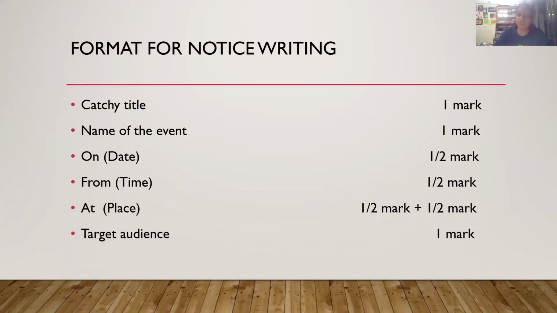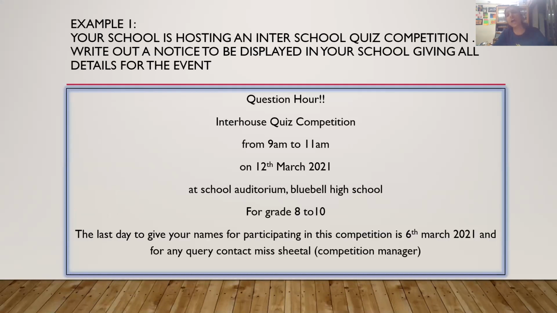Over here, I have written this. I've made you remember this, but in the example, I have written from, on, at. It is also fine. Marks are not cut for that. So from 9 a.m. to 11 a.m. on 12th March 2021. Obviously, you should write the year, the full date, 12th March 2021.